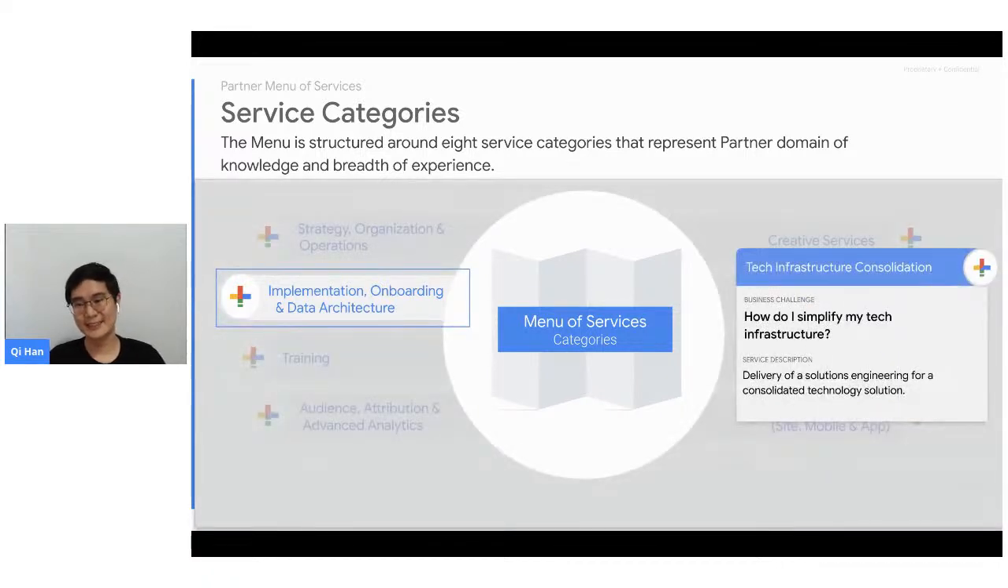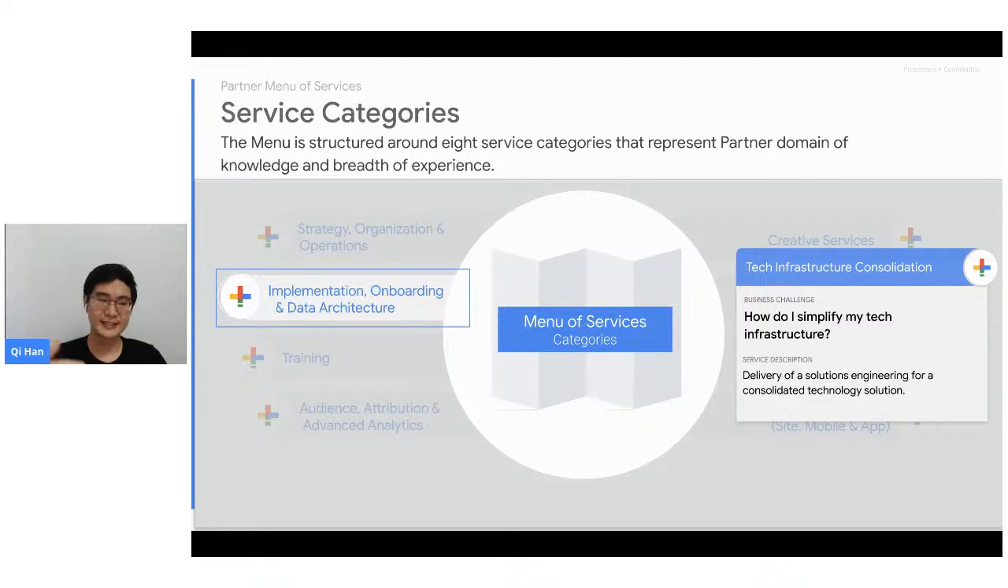Now picture this. One of your clients comes to you with a key business challenge. They are a medium-sized business with a few disconnected and outdated legacy systems. And they ask you, how do I simplify my tech infrastructure? How do I update my tech infrastructure? Specifically, they ask if you could help them conduct a full-stack implementation of the Google Marketing Platform. So you already have some materials available in your in-house resources, but you decide to go to the MoS to see what Google is offering you.